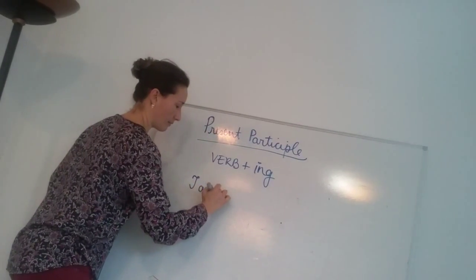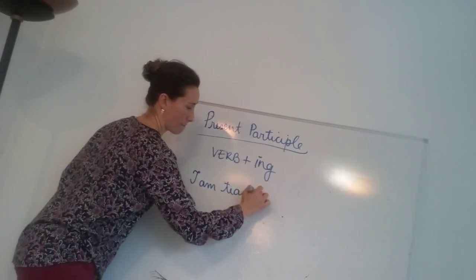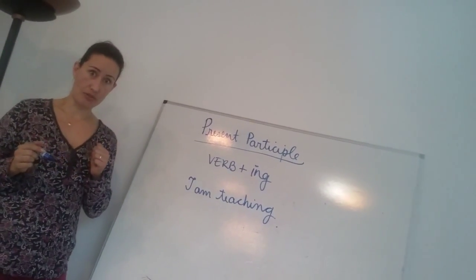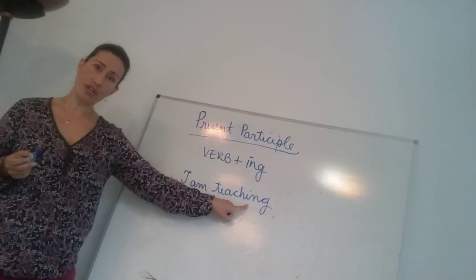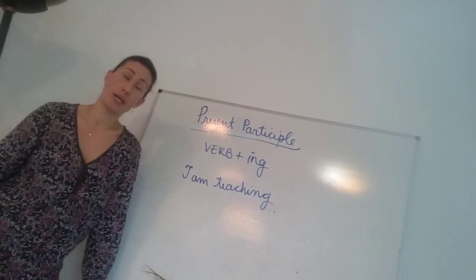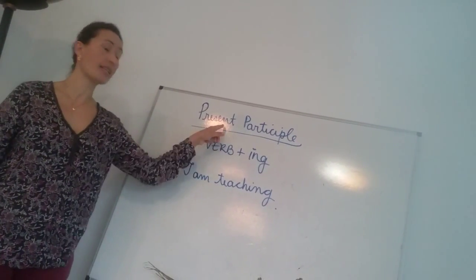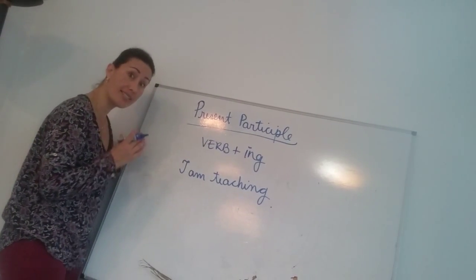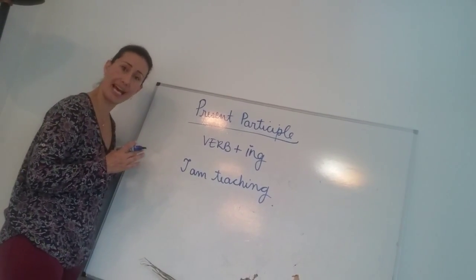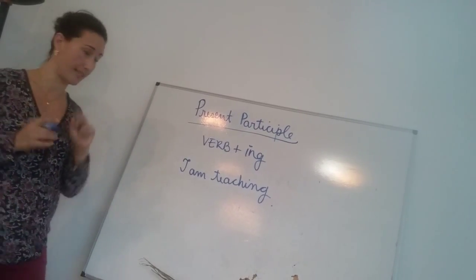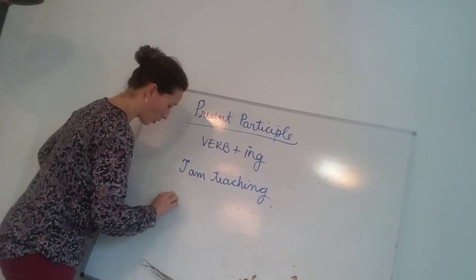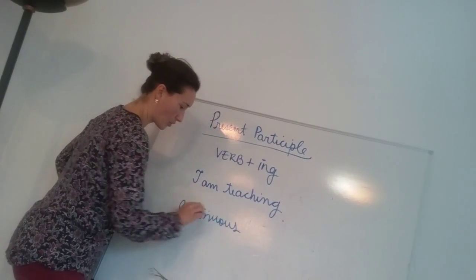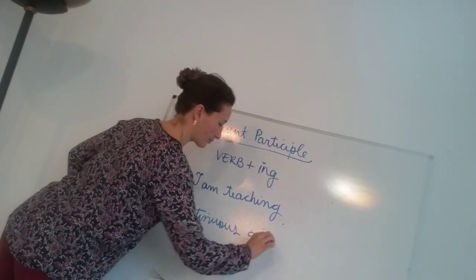I am teaching, this is present continuous, right? So this verb is not called gerund, but the verb in the present participle. So, to have the continuous aspect in a sentence, I need a combination of two things. The first thing, so let's see the continuous aspect here.